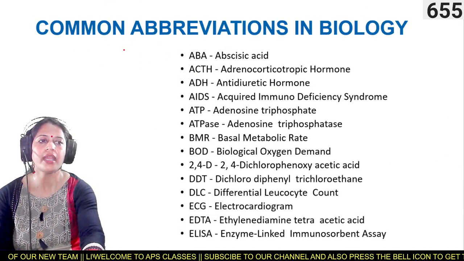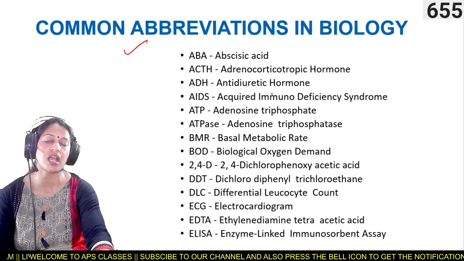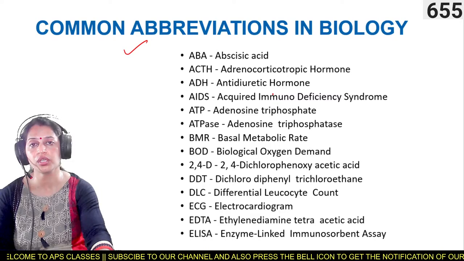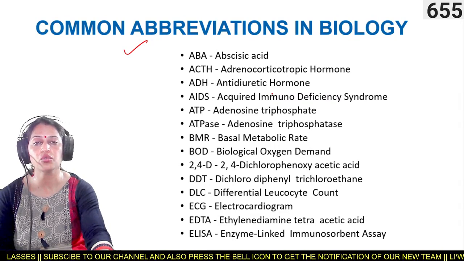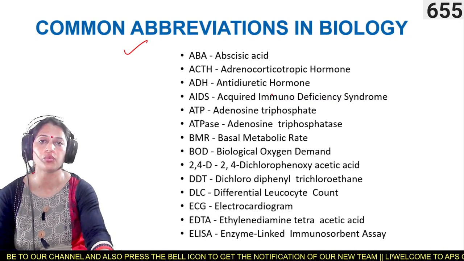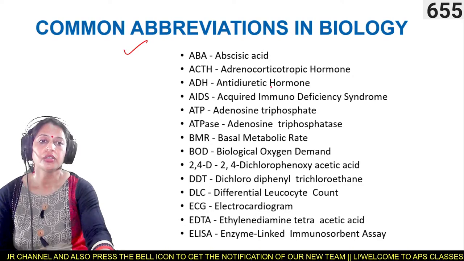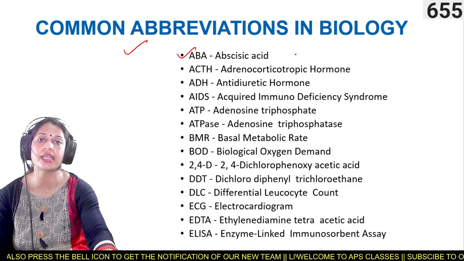Next is common abbreviations in biology. Because it is biology, various abbreviations will be involved. You may be asked to expand abbreviations, so you must know the common abbreviations related to biology. Our first abbreviation is ABA, that is abscisic acid.